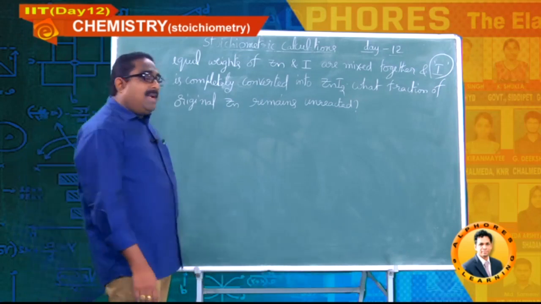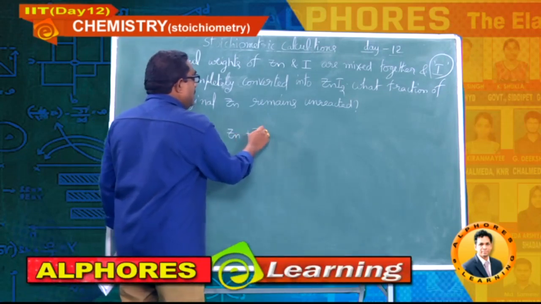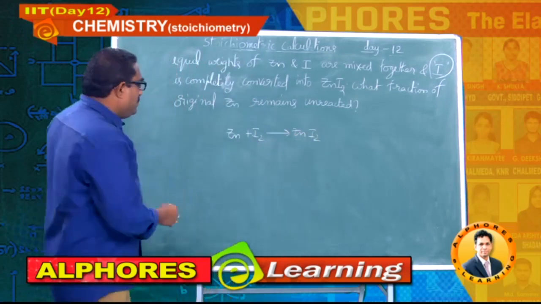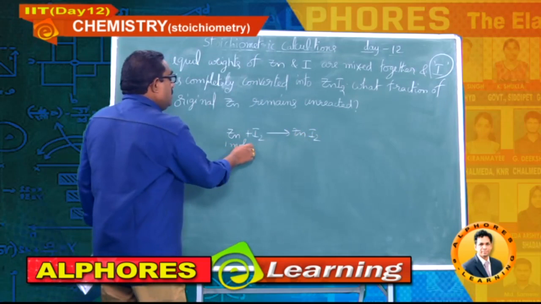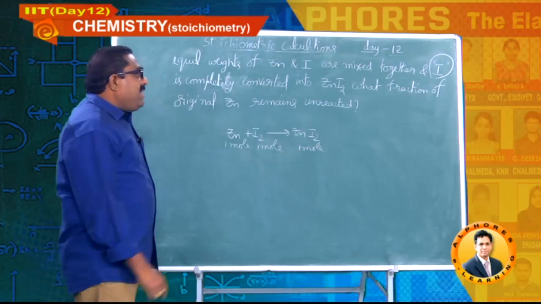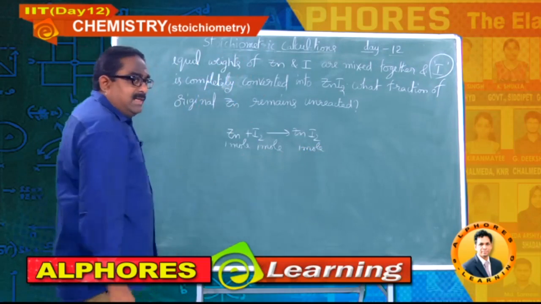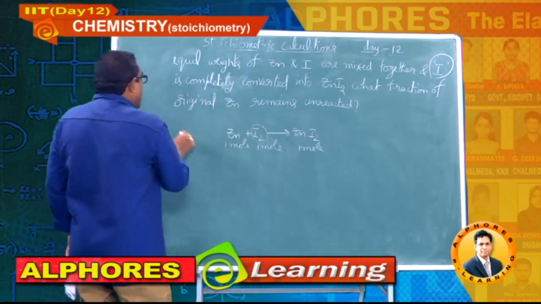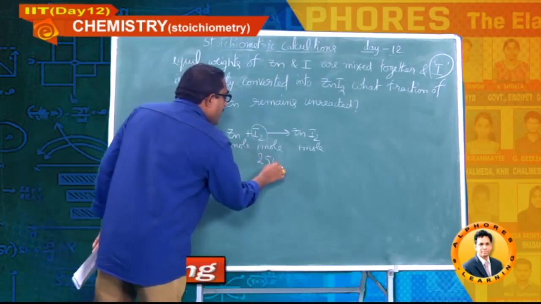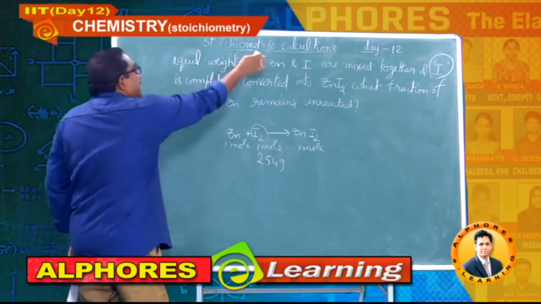First of all, let me write the reaction. Zinc plus iodine gives zinc iodide. This is the reaction, simple. 1 mole gives 1 mole. He is giving equal weights and he is saying iodine is completely converted. So the atomic mass of iodine is 127, so 127 into 2, 254 grams. Iodine I will take, and the same amount of zinc also I will take, because he has given equal weights.